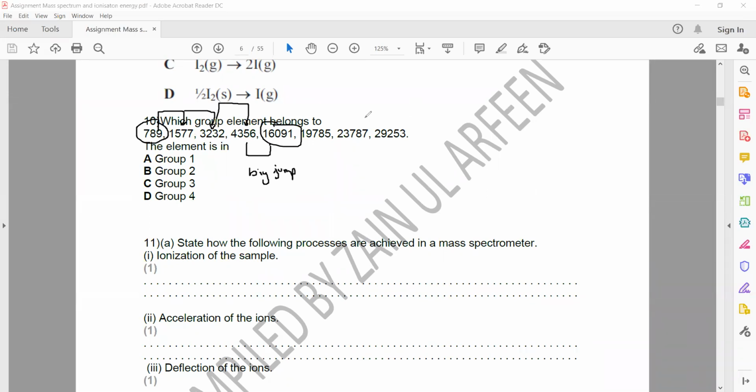So how many electrons are there in the last shell? The first four ionization energies are approximately twice of each other, but then there's a big jump. When there's a big jump, it shows that the shell changes. So if the shell changes, how many electrons are in the last shell? 1, 2, 3, 4. So it belongs to group 4. Is it clear?